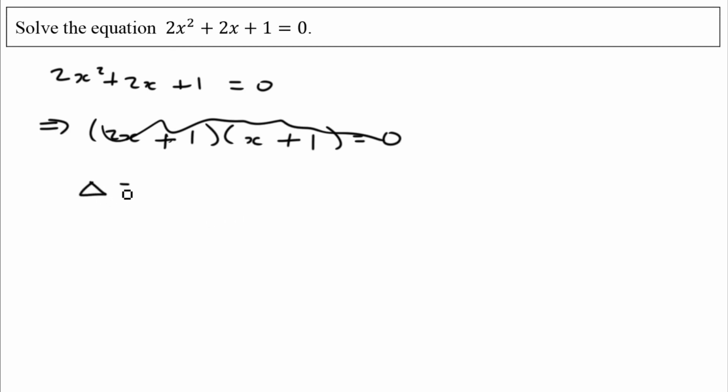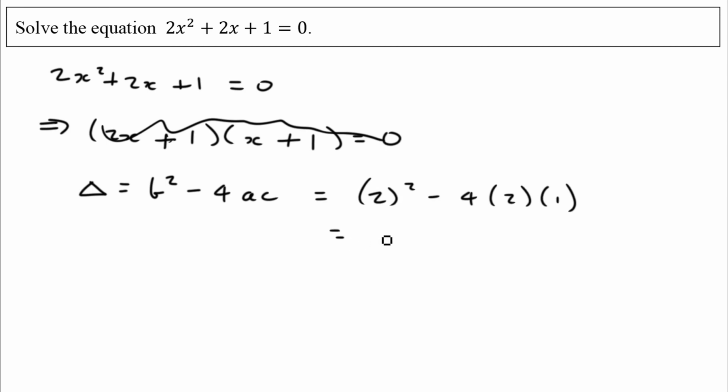Let's check its discriminant. You remember the discriminant is b squared subtract 4ac, which in our case is 2 squared subtract 4 times 2 times 1, which is 4 subtract 8, which is negative 4. Now, we need the discriminant to be a square number if we can factorize this, and negative 4 is not a square number. No negative number can be a square number. So, we cannot solve this equation by factorization. We will need different methods. We're going to develop those in the next few videos.